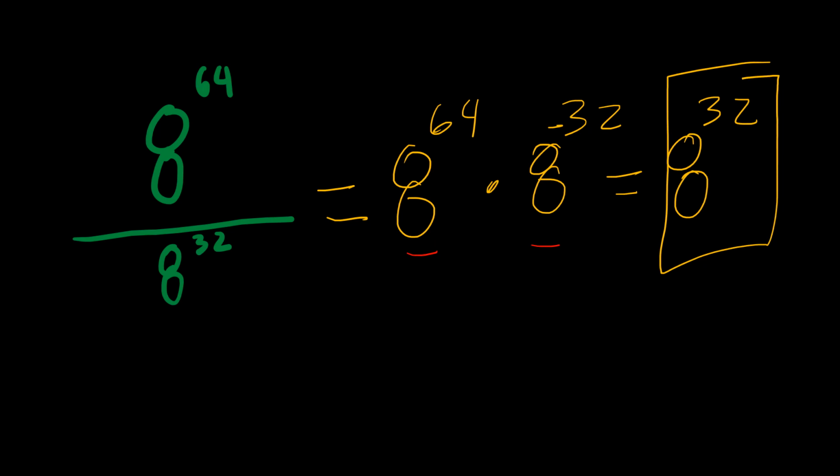Let's do another one. So this is just in terms of a's, and it could literally be any variable. It could be a, it could be b, it could be c, it could be x, it could be y, it could be z. The point is that we have the same base, so we can subtract the exponents.